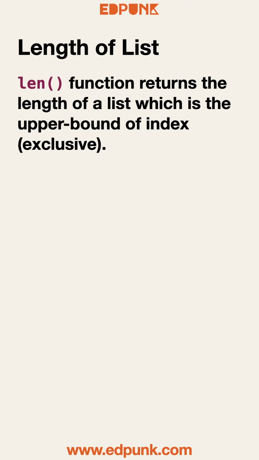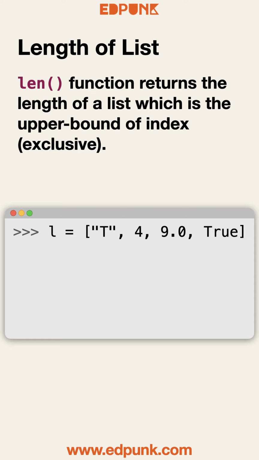The length of a list can be obtained using the built-in len function, which can be used to determine the upper bound of the index. For example, let us assign a list containing items string t, integer 4, float 9.0 and boolean true to a variable L. On executing ln equal to len of L, the length of list L is stored in variable ln.